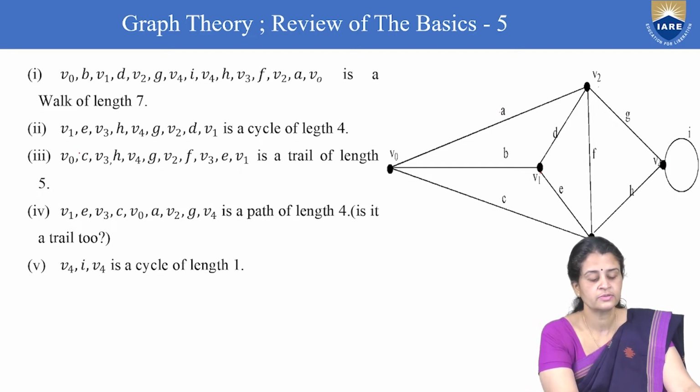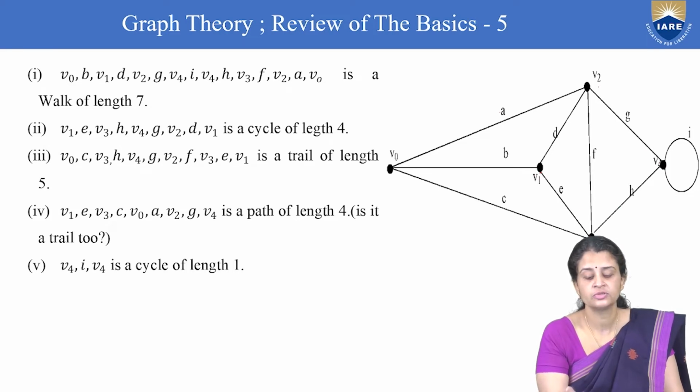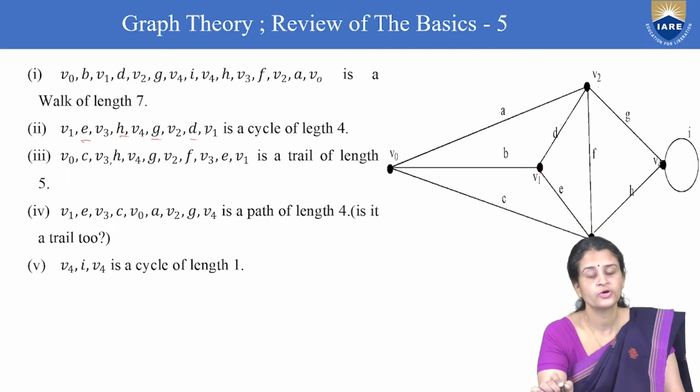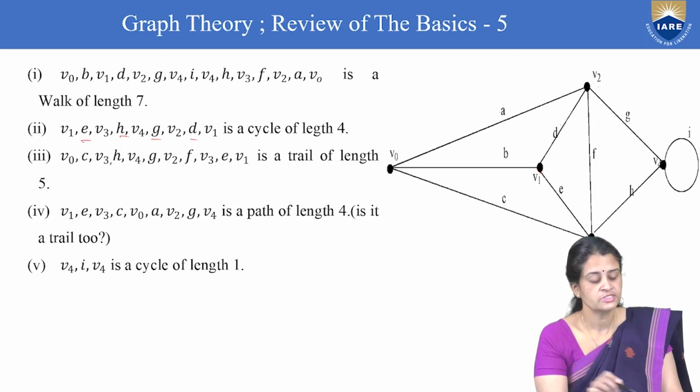Now consider this one. V1, E, V3, H, V4, again G, V2, D, V1. It's a closed path. So it's a cycle of length... how many edges occurring in it? 1, 2, 3, 4. 4 edges are occurring in this closed path. So we call it a cycle of length 4. Consider this case.